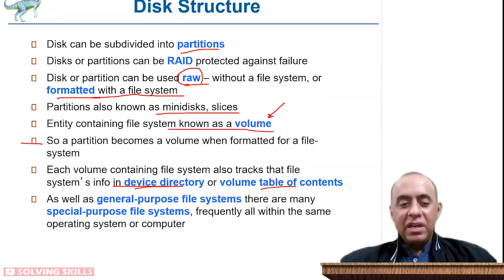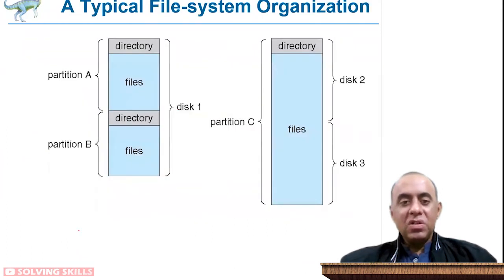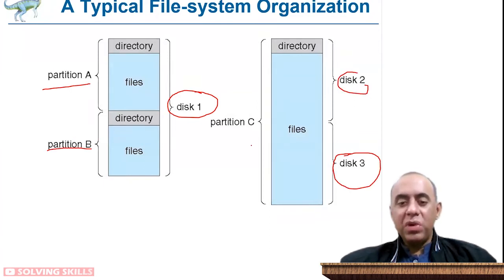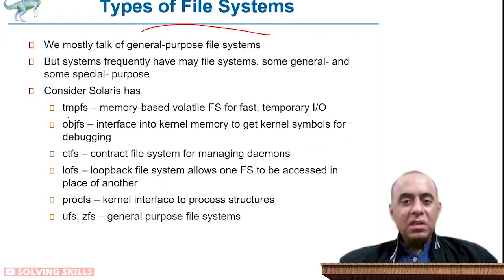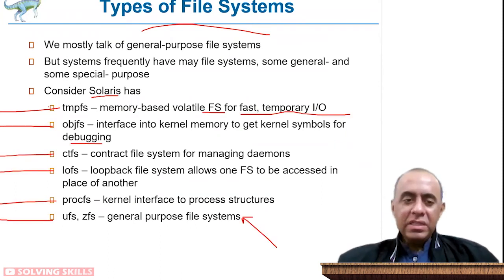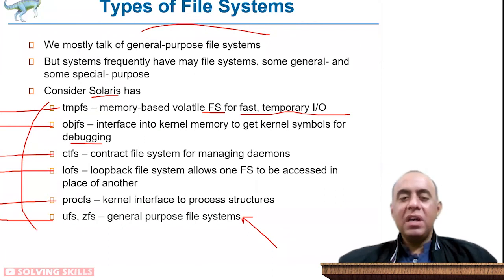As well as general purpose file systems, there are many special purpose file systems. Let's have a look. This is the picture for one physical disk divided into two partitions, and this is the example of two physical disks combined into one partition. Both of these things are possible. And then the types of file systems, they are different. For example, there is TMPFS in Solaris. These are all Solaris file systems, special purpose file systems which are defined by a particular operating system.